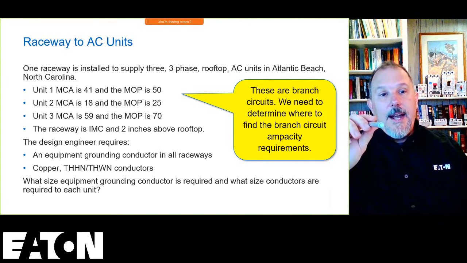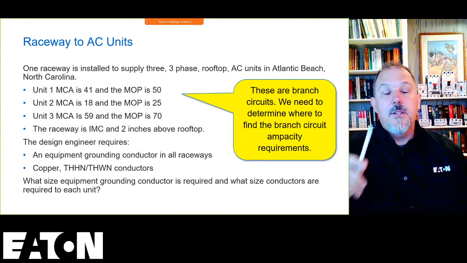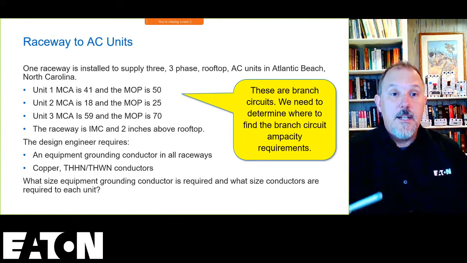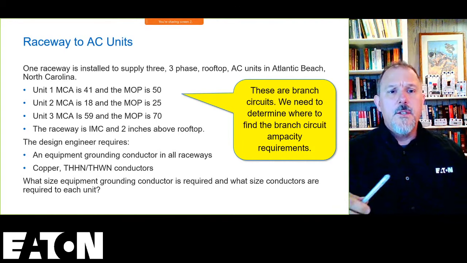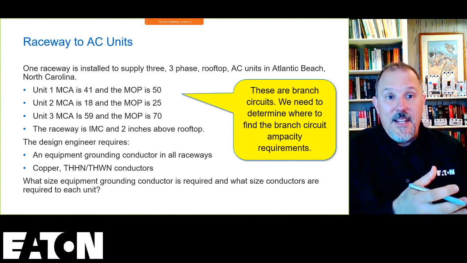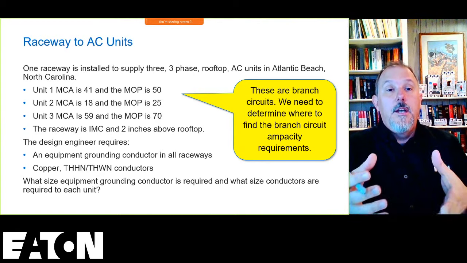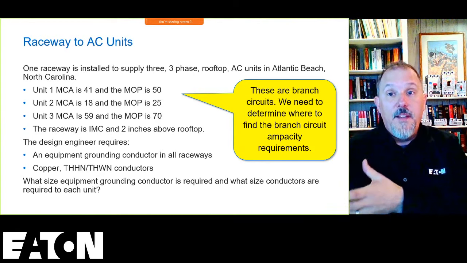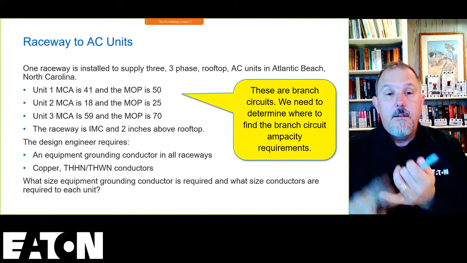So if you look, I have three units. We're given the minimum circuit ampacity. So MCA is minimum circuit ampacity, and MOP is maximum overcurrent protection. So I know what my ampacity value needs to be for this AC unit, and I know what my circuit breaker or my fuse needs to be for this unit. And I could get that off of the literature.